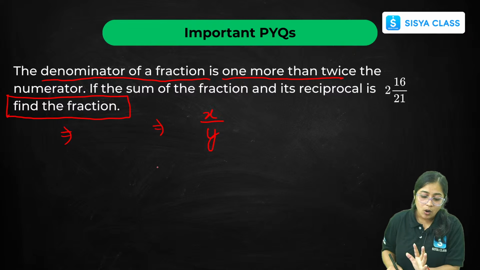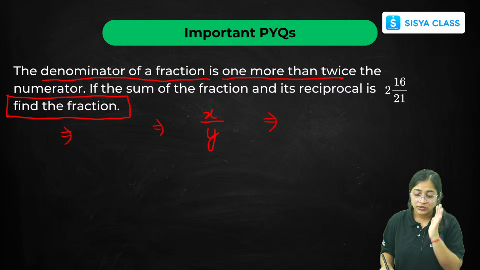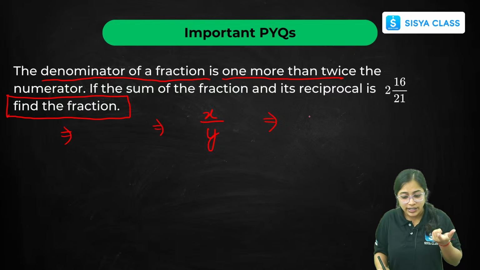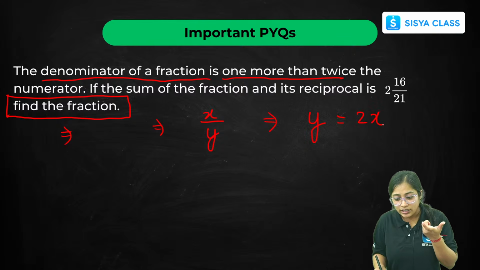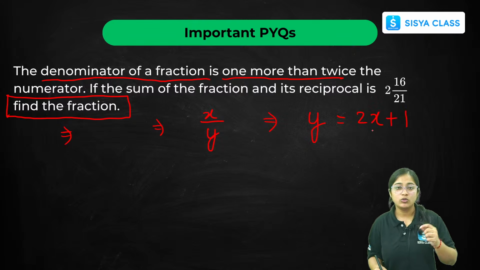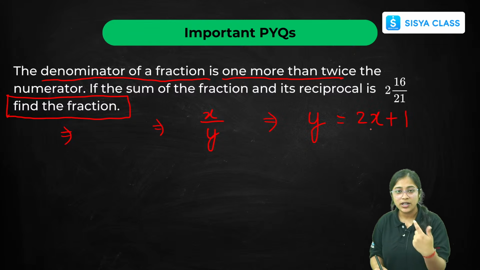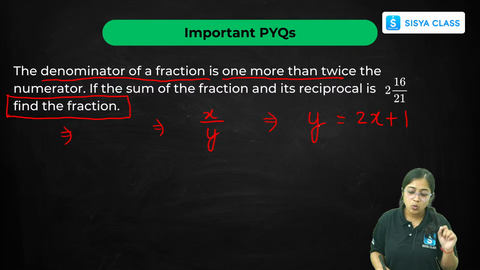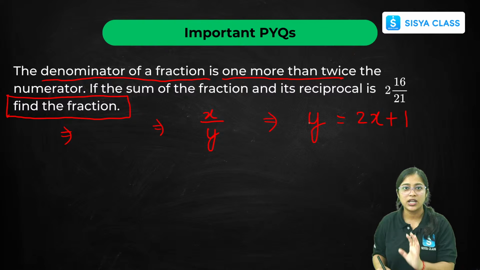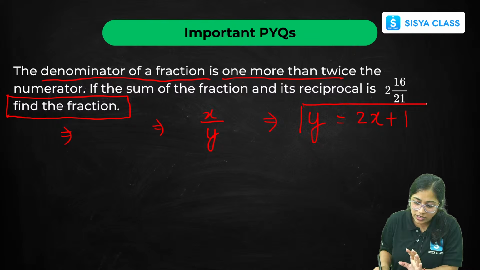Now what is given to you in the question? Your denominator is twice your numerator and 1 more. So twice your numerator, you will multiply 2 with your numerator, and it is 1 more. So y equals 2x plus 1. This is the first equation you are getting from here.